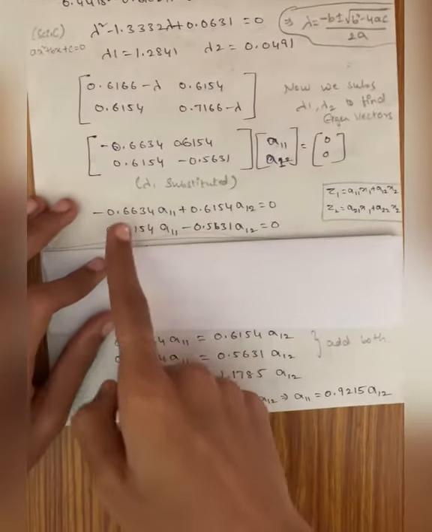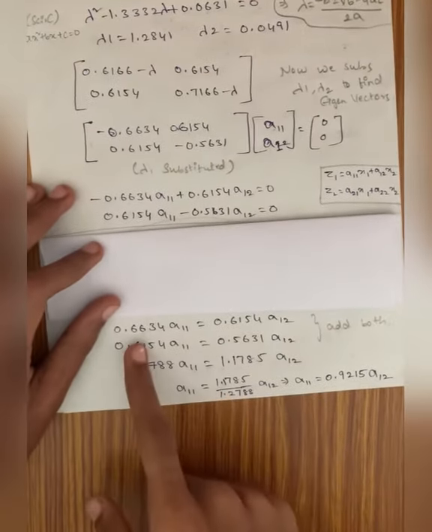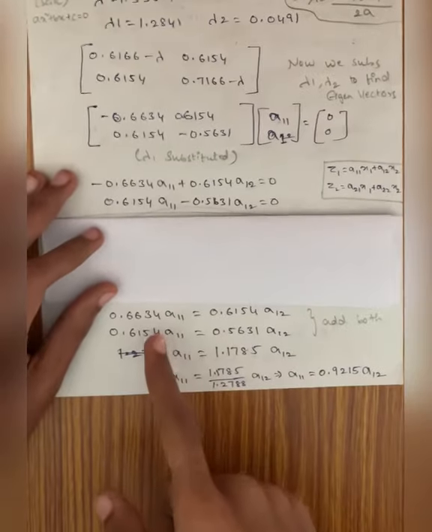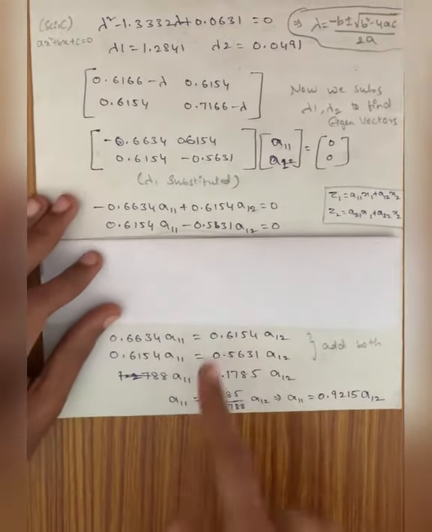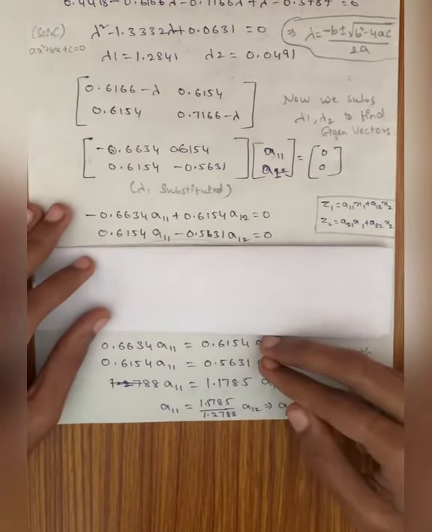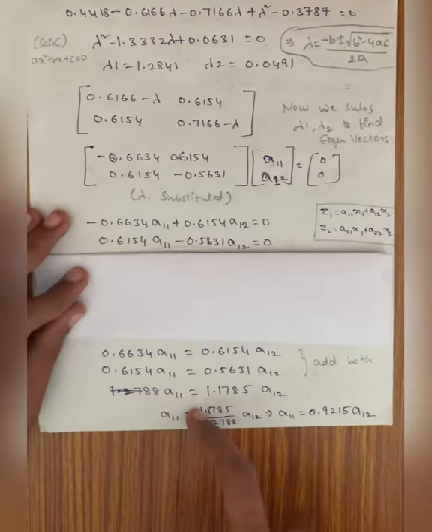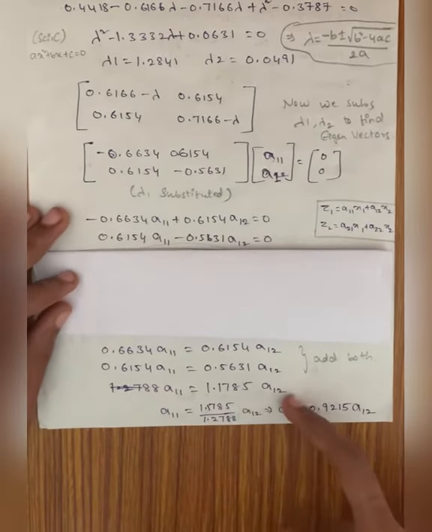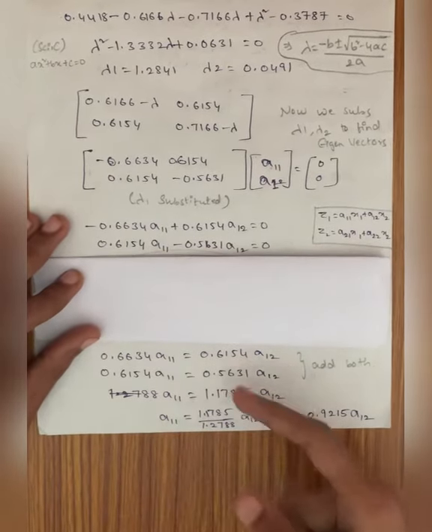Initially we will send one of the variables to the right hand side. So finally we will have a11 is equal to 0.a12. We will get both of these equations in this form. After getting this, we will add these equations. After adding, we are getting 1.2788 A11 is equal to 1.1785 A12. So this would be our final output after adding both equations.